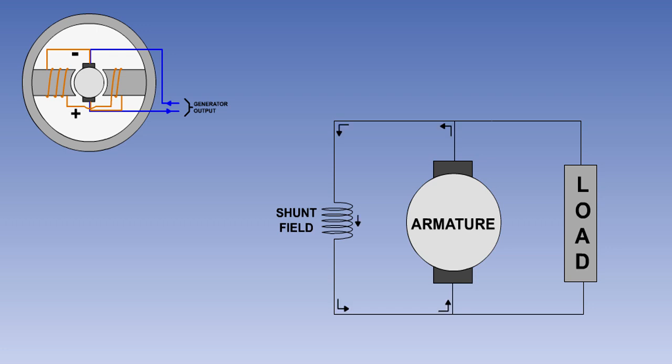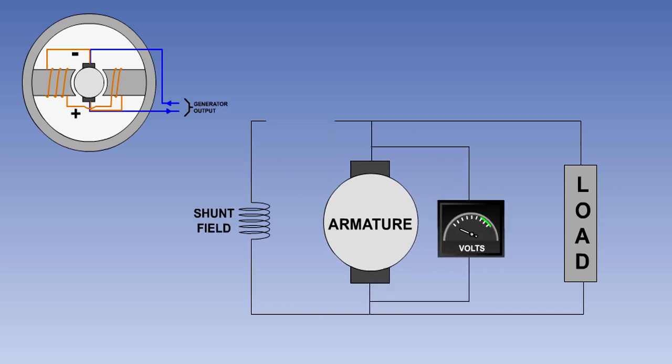Unlike the series-wound generator, the current through the field coils of a shunt-wound generator is independent of the load current. The shunt field windings have a large number of turns, and therefore require a relatively small current to produce the necessary field flux.